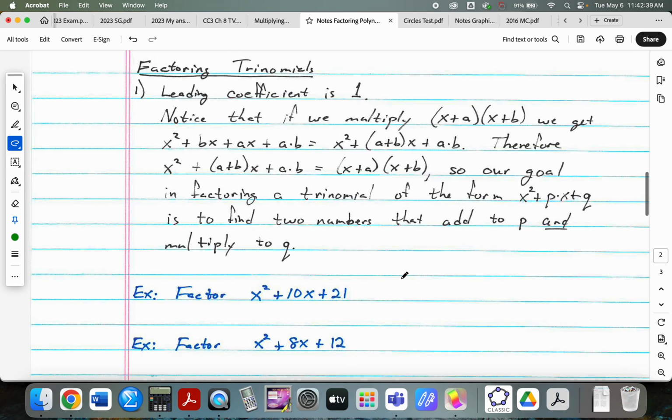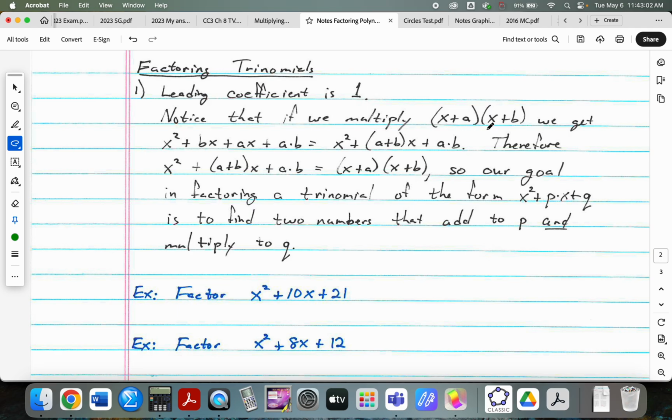All right, so let's talk about factoring trinomials. The simplest kind are the ones where the leading coefficient is 1. That means the number in front of the highest powered term is a 1, which means it's usually not even bothered to be written. So let's notice why this particular idea works.